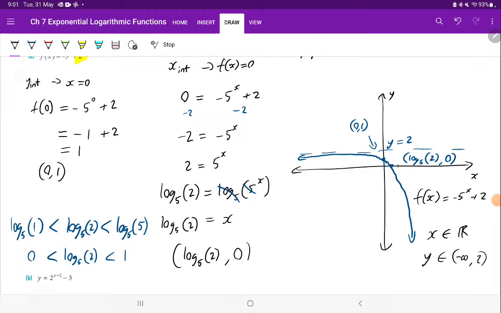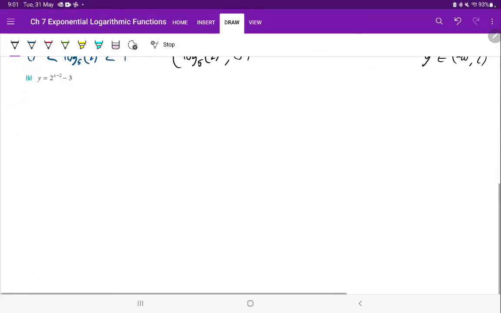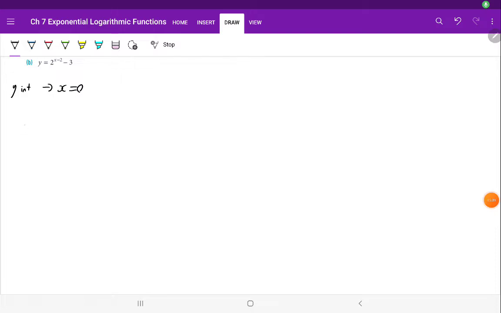So it'll be somewhere between negative infinity and 2 is our range. And there we go. There's our full completed sketch. Let's have a look at one more. Alrighty, y-intercept: when x equals 0.